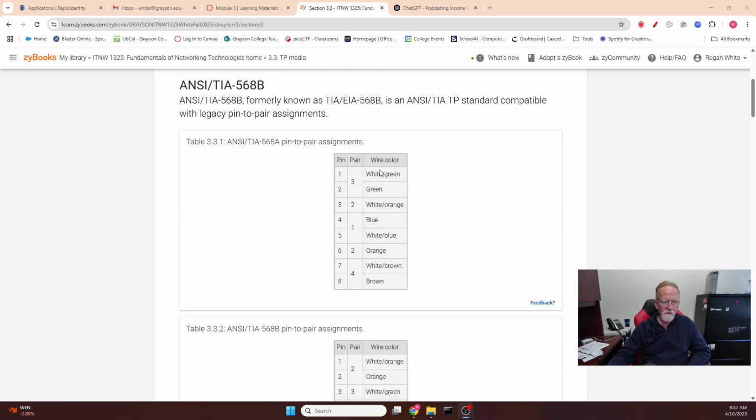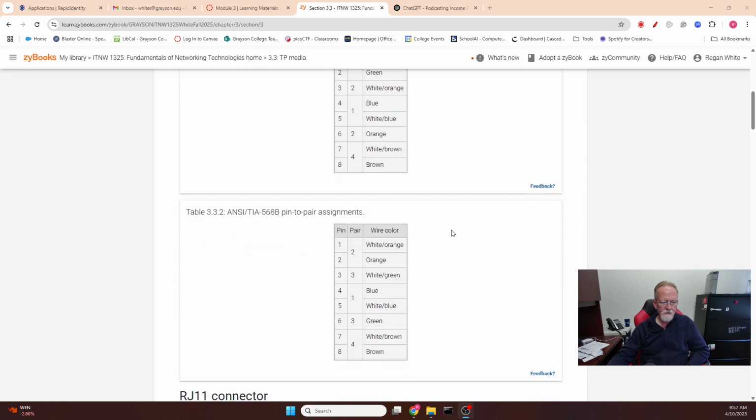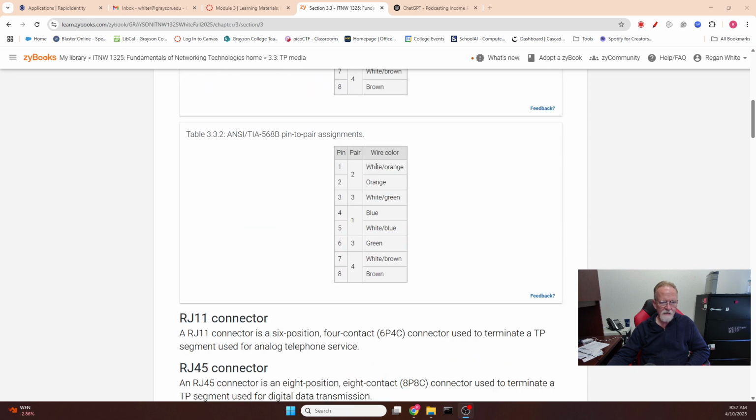And this is the pattern. This is 568A. Basically, you've got, starting with the pairs, pair 1, 2, 3, and 4, and the pin order 1 through 8. There are 8 pins in an RJ45 connector. And the colors are white-green, green, white-orange, blue, white-blue, orange, white-brown, brown. And then for 568B, it's orange-white, orange, green-white, blue, blue-white, green, brown-white, brown.